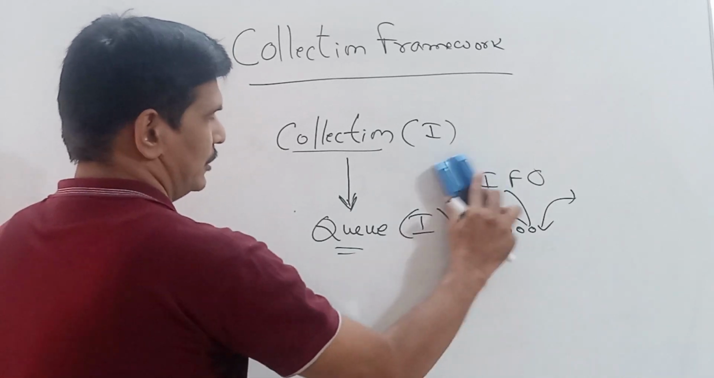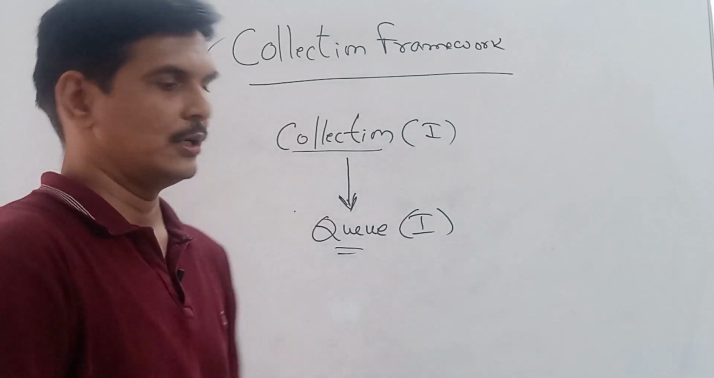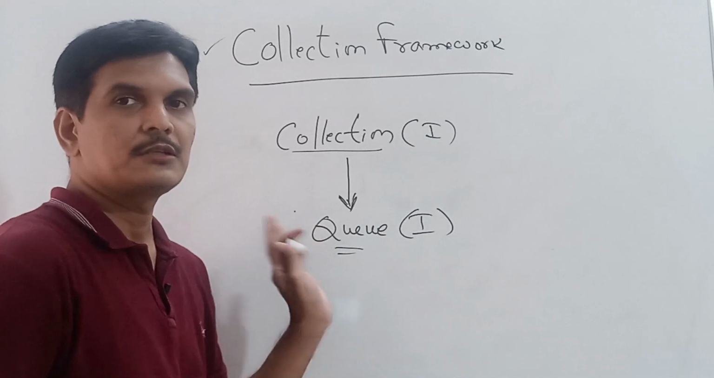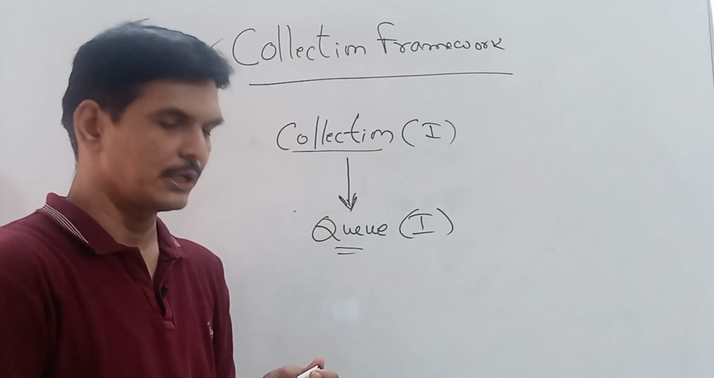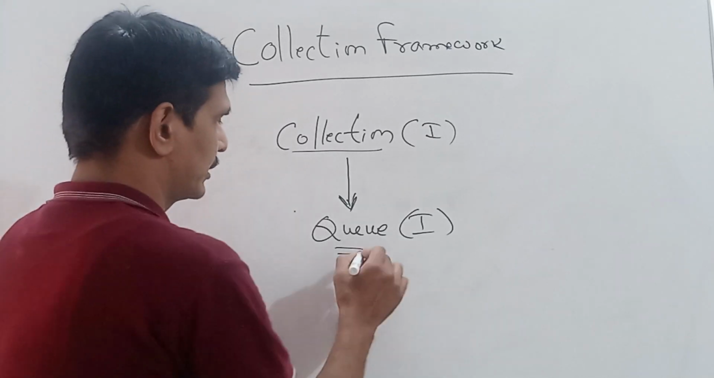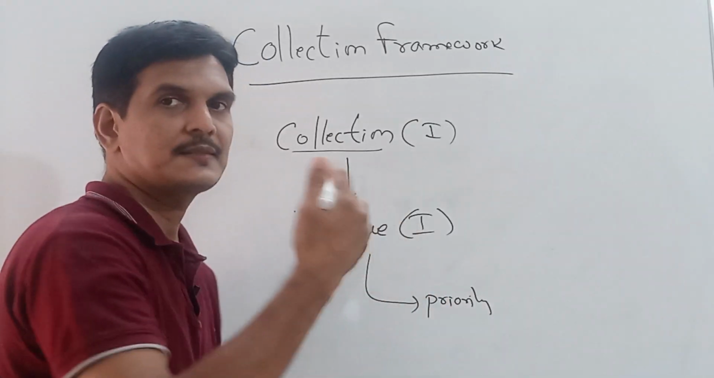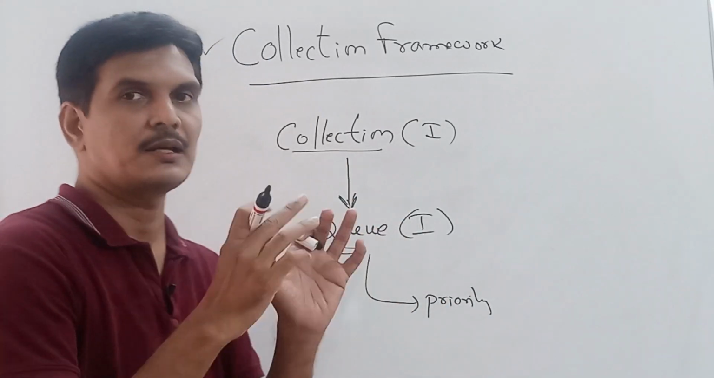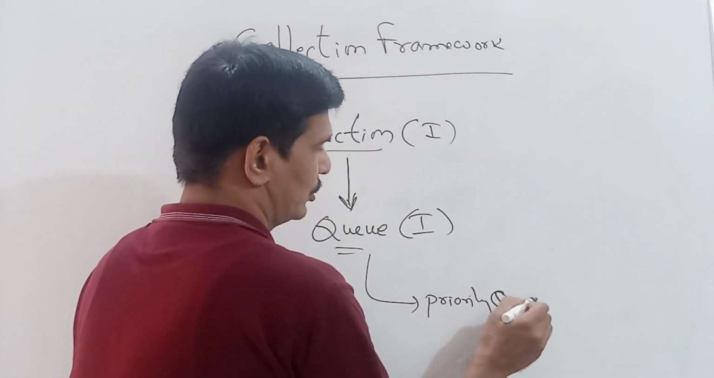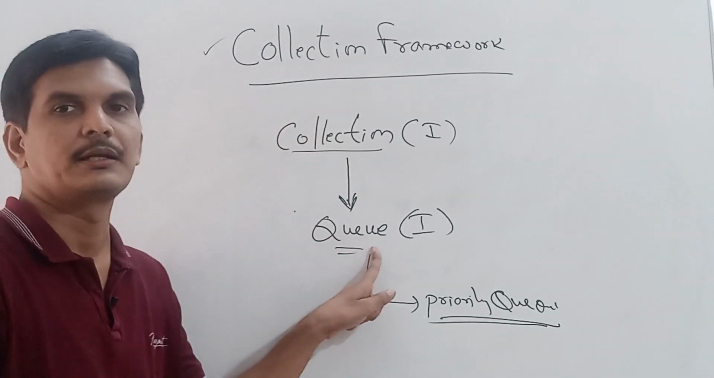So then we will prefer the queue concept. This is also one of the child interfaces of the collection interface. Now, what are the different classes which implement this queue interface? The queue interface is implemented by a class called PriorityQueue. There are other classes also, but here I'm just writing the main classes which we are going to use very frequently. So PriorityQueue is the class which implements this particular interface.